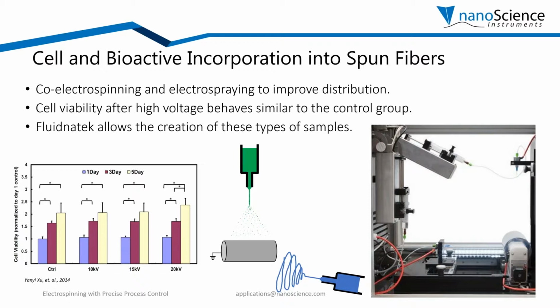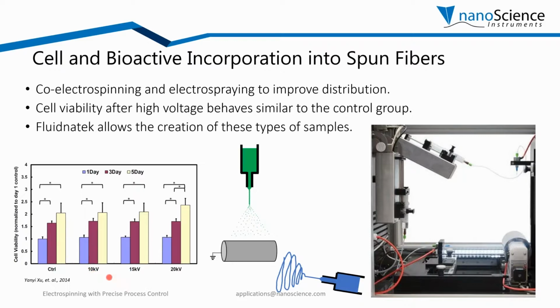So for example, this is work done by Jan Shu, a friend of mine. She demonstrated the cell viability after processing them at high voltages, so 10, 15, and 20 kilovolts. Control will be 0 kilovolts. So you can clearly see, just give me 1 second until I get this highlighter. So you can clearly see for the control group, you're not exposing it to any voltage. After 1 day, 3 days, and 5 days, the cells are viable, so they are still alive inside the scaffold.